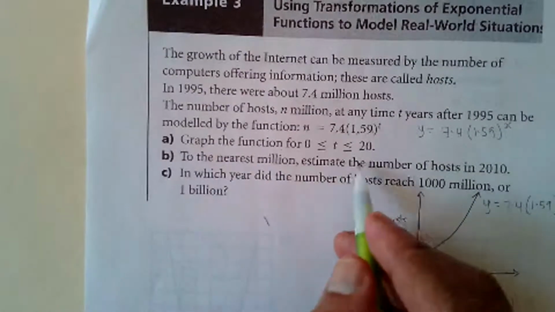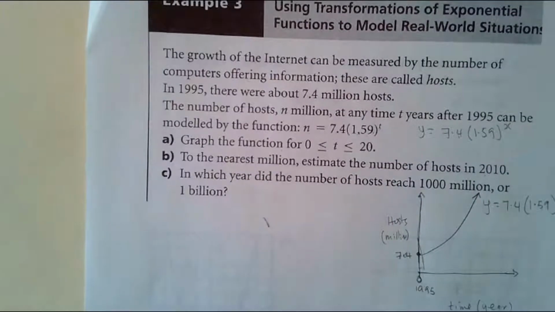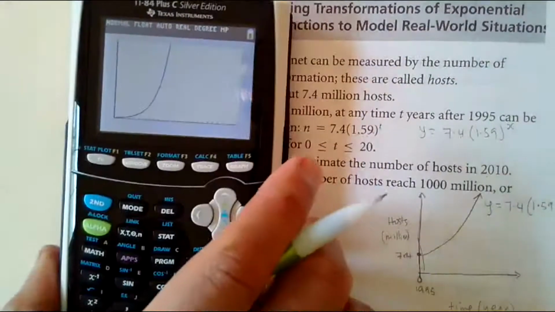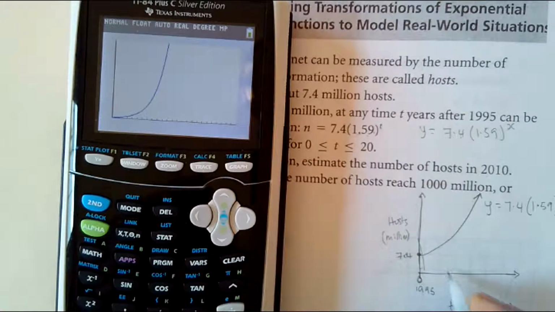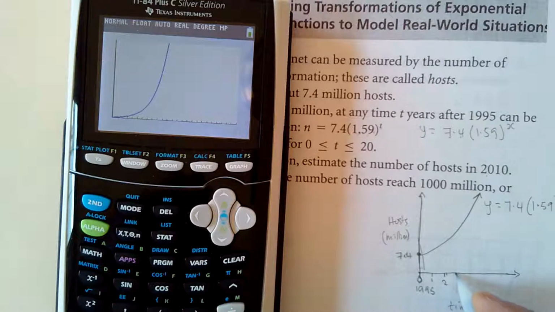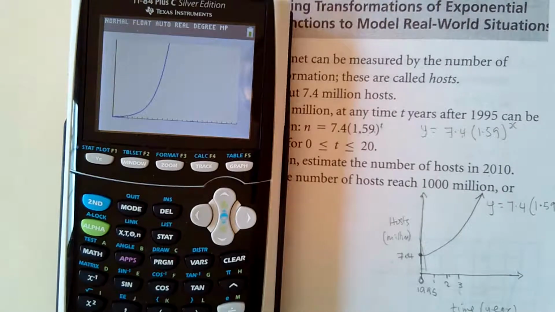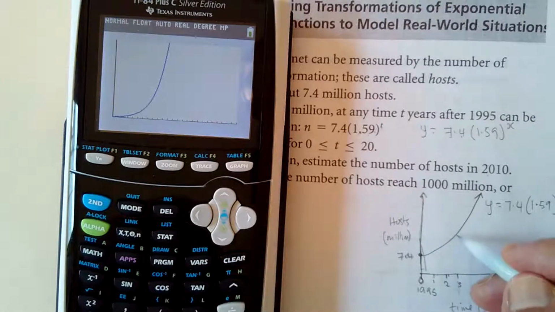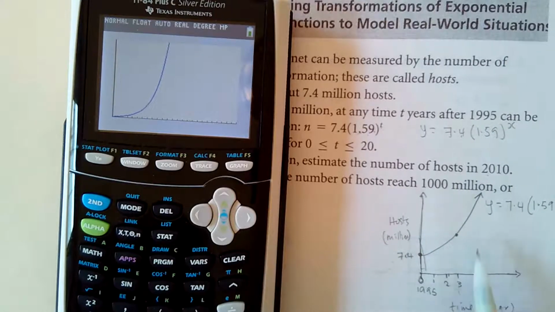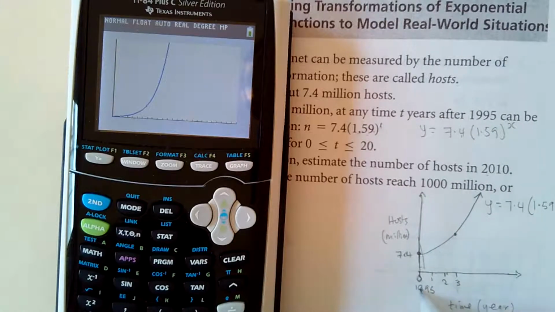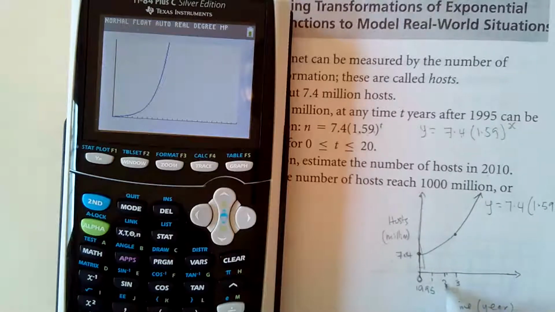Now, to the nearest million, estimated number of hosts in 2010. Now, in my graph, go back here, this is 0 here. If I go up in increments of 5, 1 would be 2000, 2 would be 2005, 3 would be 2010. So what is my y value when x is 3 in my case here? Because 1995 is 0, this would be 2000, 2005, 2010.